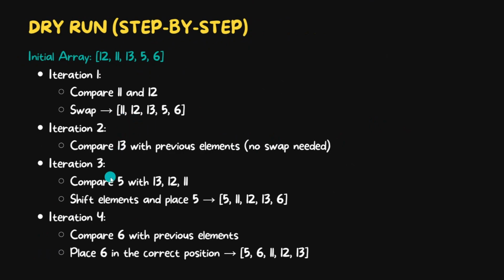In the third iteration, we compare 5 with 11, 12 and 13. Since 5 is smaller, we shift the elements and place 5 in the first place. In iteration 4, we insert 6 in the second position, since while comparing 6 with the previous elements, 6 is smaller than 11, 12 and 13. This is how insertion sort works step by step.